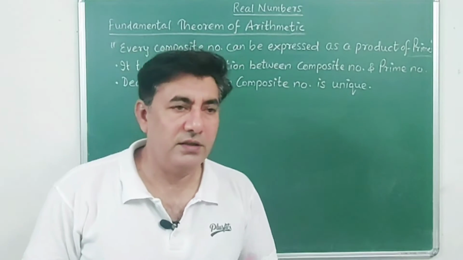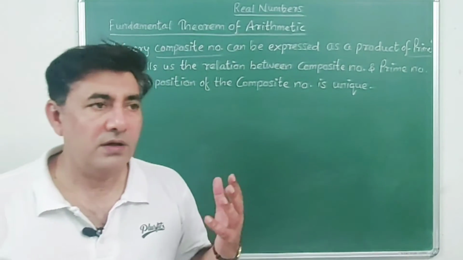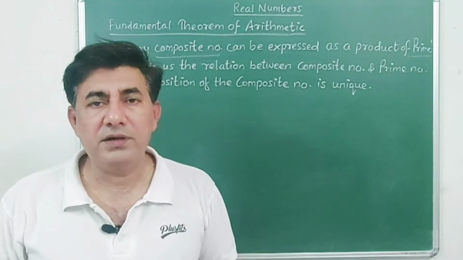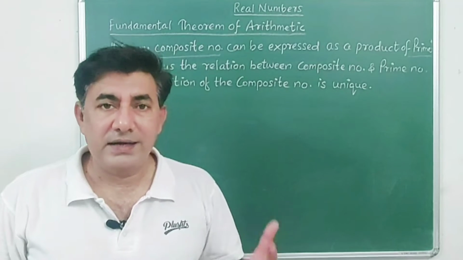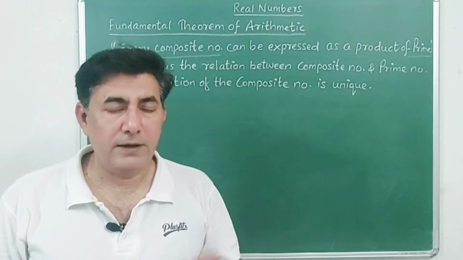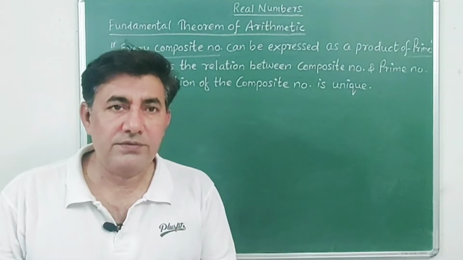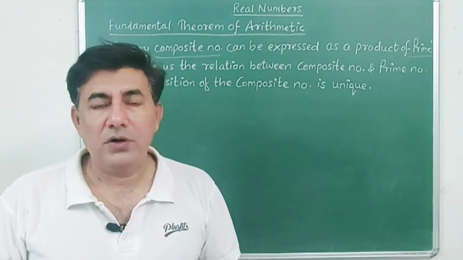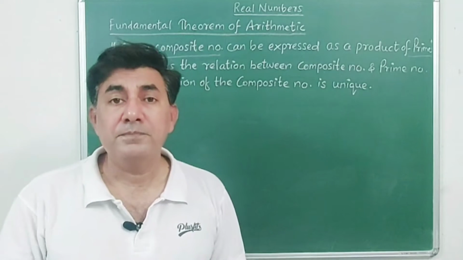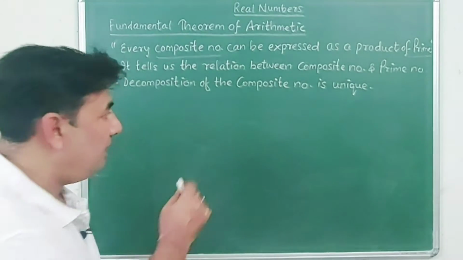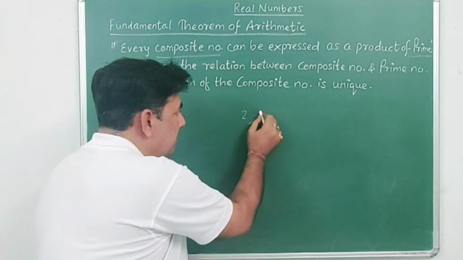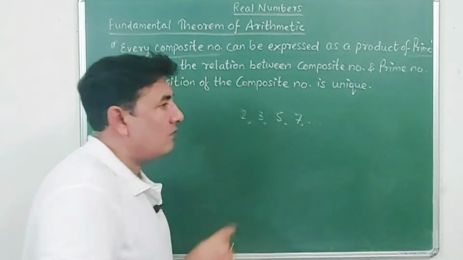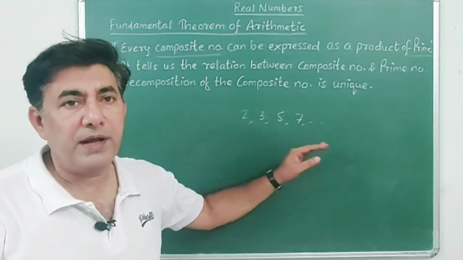Now as we know, friends, in the lower classes we have studied prime numbers and composite numbers. Prime numbers are those numbers which are divisible only by itself and by 1, and the rest of the numbers are called composite numbers. Examples of prime numbers are 2, 3, 5, 7, like that. All these numbers are prime numbers.